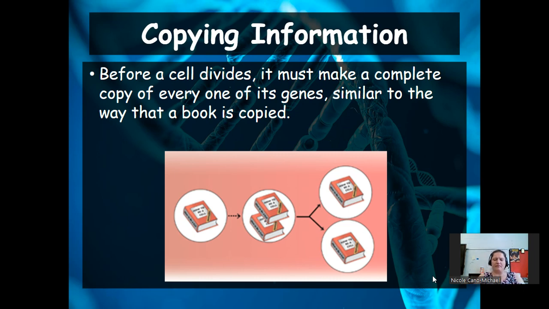So once that zygote gets fertilized, we now know that mitosis is going to happen, right? You start with one parent cell and it creates two perfect copies of itself. And that way we can grow and repair. Remember, we talked about that when we talked about mitosis. So before a cell divides, it has to make a complete copy of every single one of its genes, similar to the way a book is copied, okay?